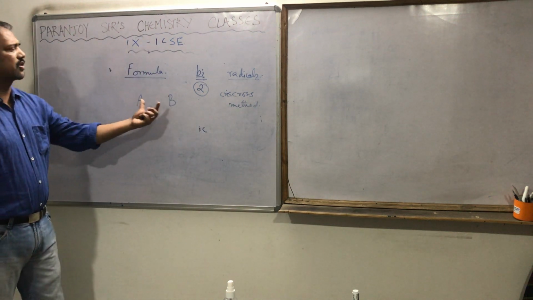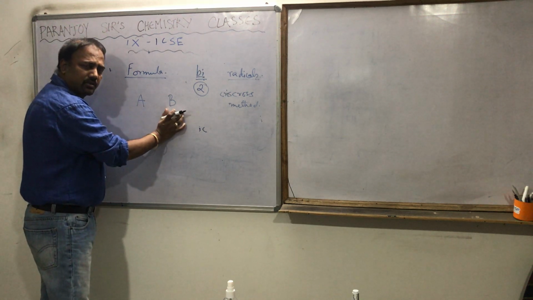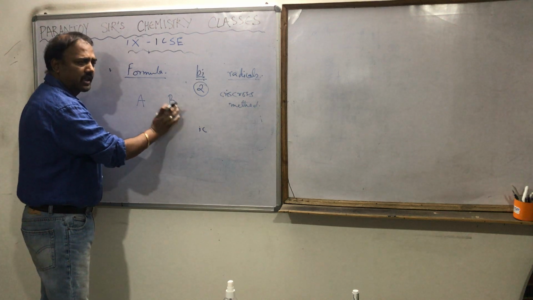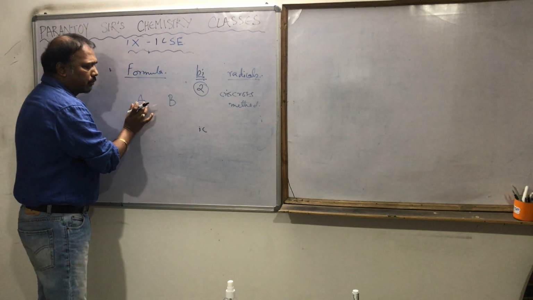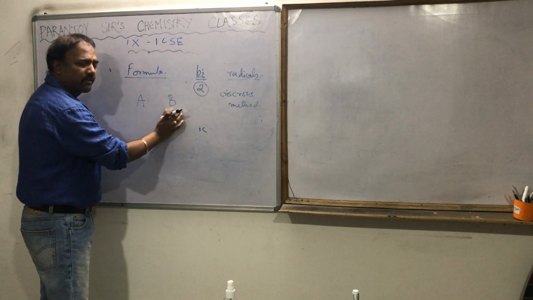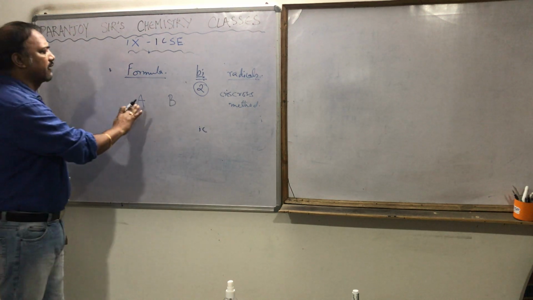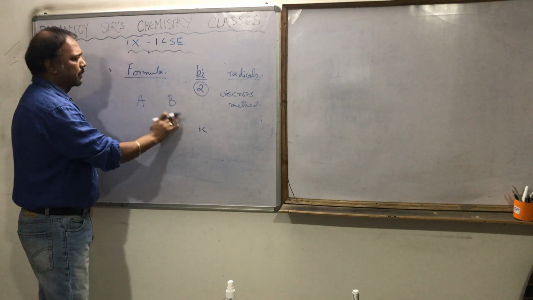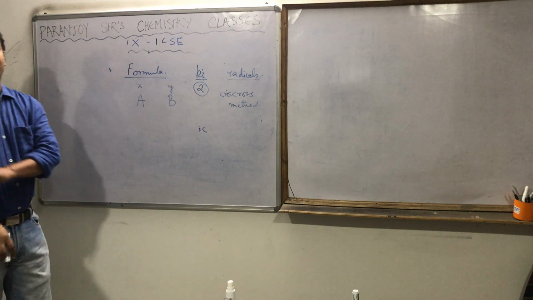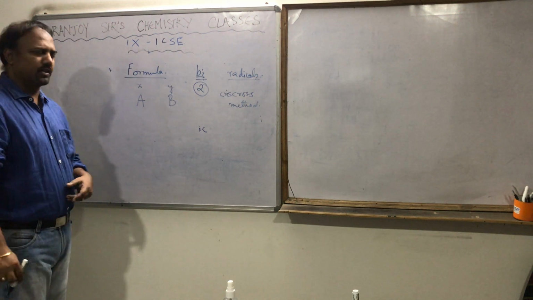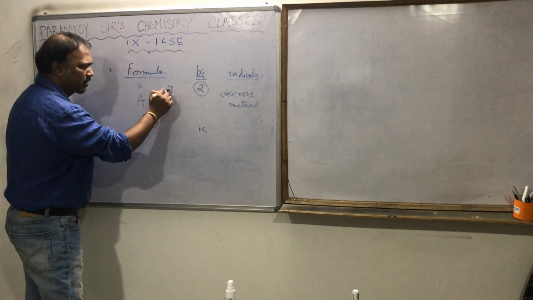So see, two elements, it can be elements A and B, both can be radicals, or one can be element, one can be radical. Again I am saying I will come to the part what is radical. Okay, both can be elements, both can be radicals, one can be element, one can be radical, whatever it is. We know the valencies of these two. Suppose the valency of A is x and the valency of B is y. So when they are going to combine and form the compound, their formula will be now crisscross.